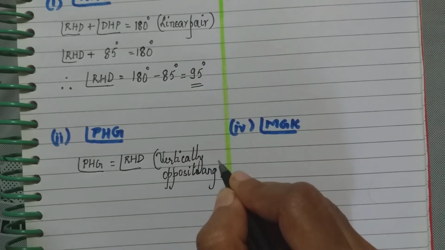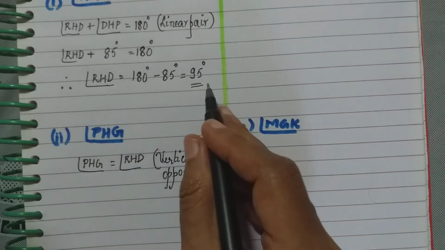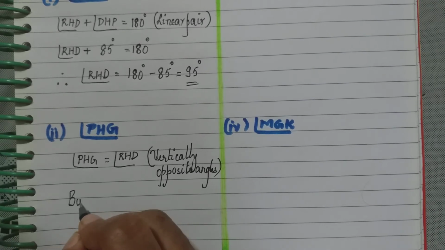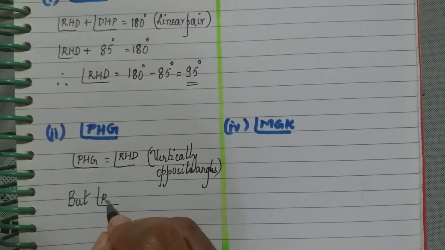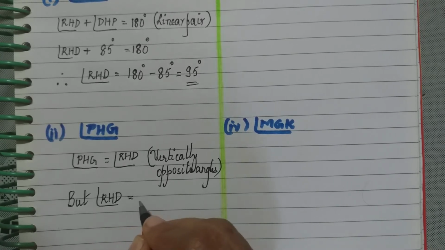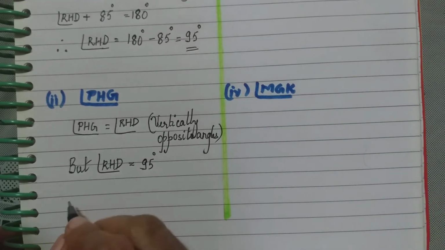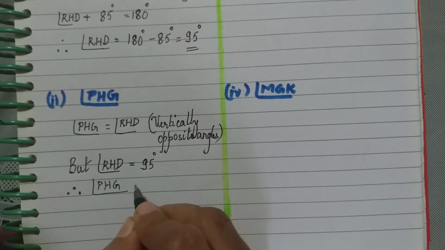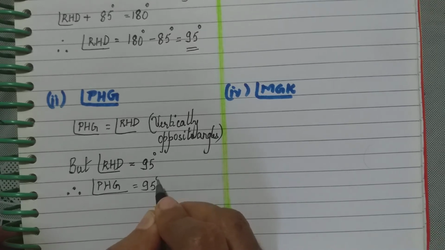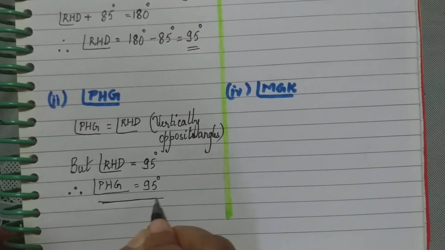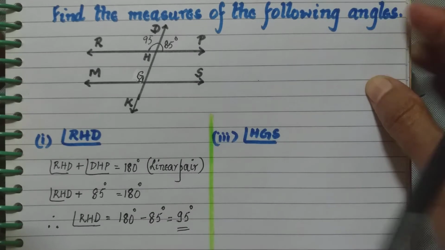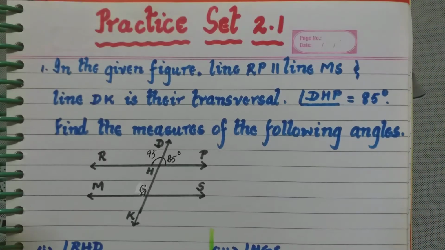But in the first question we have already found out what angle RHD is. It is 95 degrees. So we write, but angle RHD is equal to 95 degrees. So if angle RHD is 95 degrees, therefore angle PHG also will have a measure of 95 degrees. Going to the third sub question. Let us see the third sub question. They have asked angle HGS.